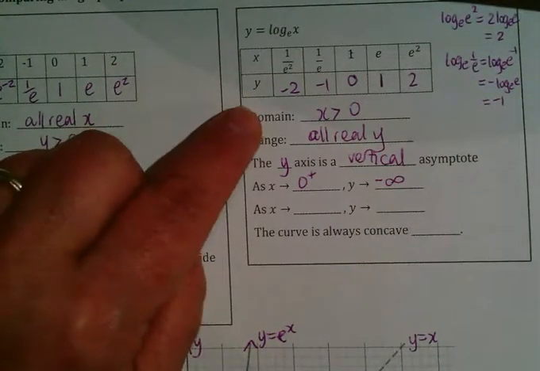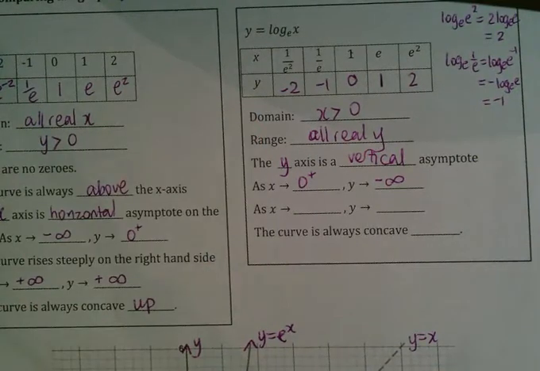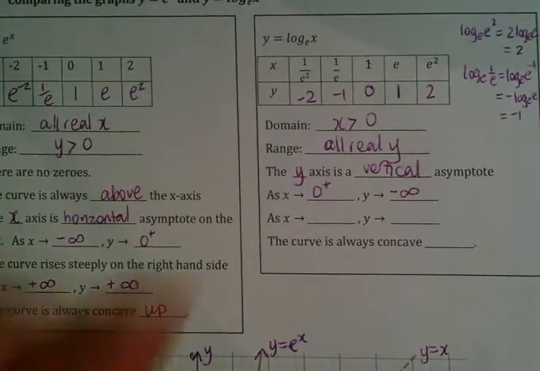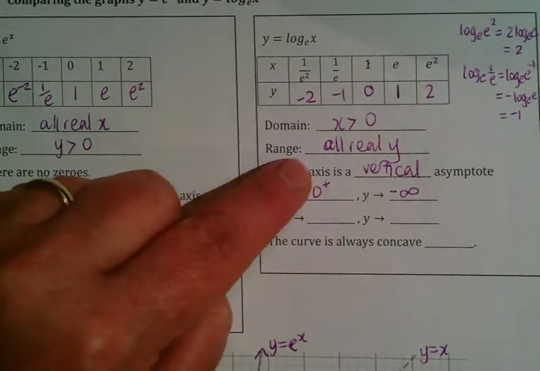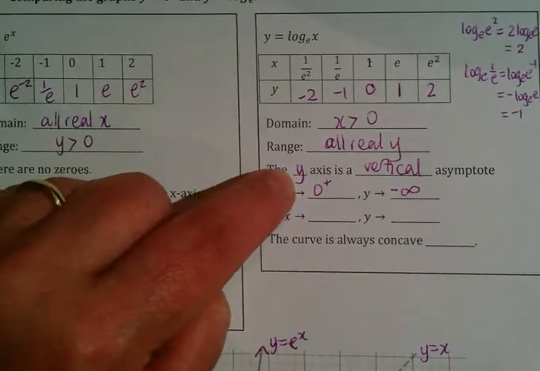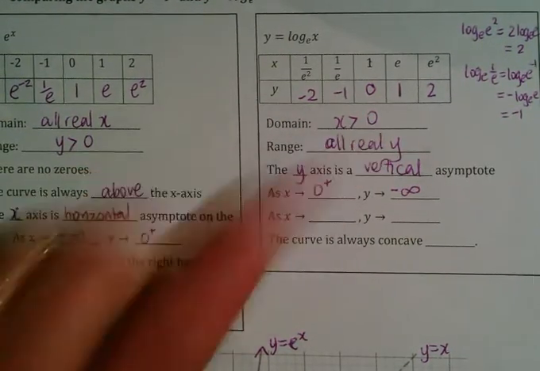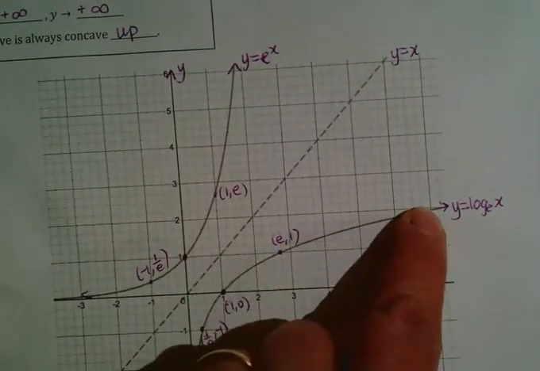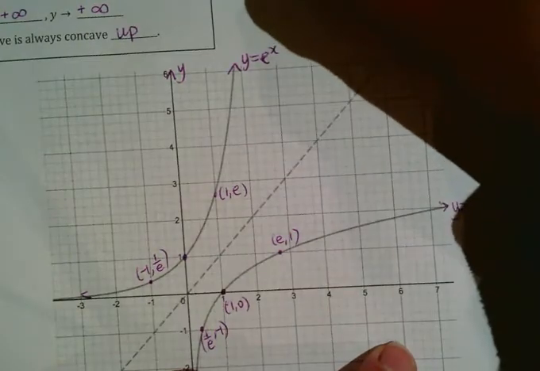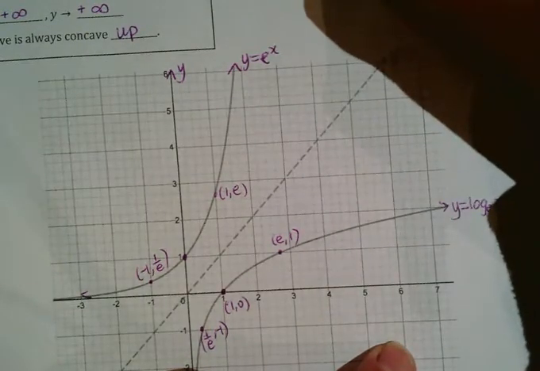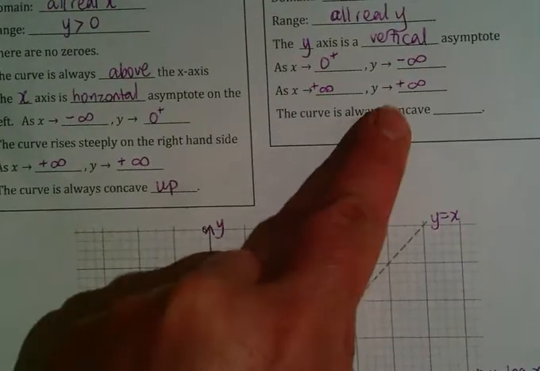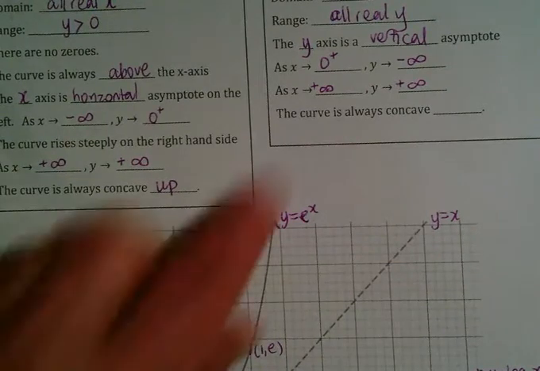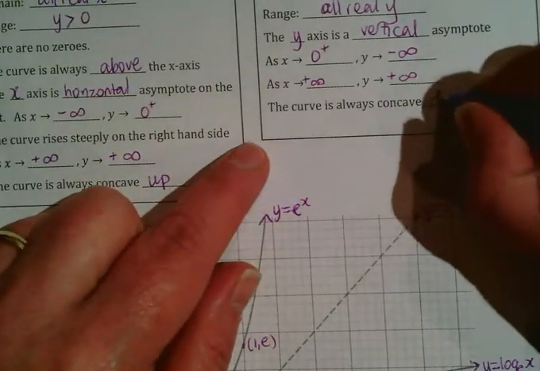All right, so we've got the domain, values of x must be positive for a logarithmic function, and the range is all real y. We've got the y-axis as a vertical asymptote. As x approaches 0 from above, y approaches negative infinity. We can also see here as x approaches positive infinity, y also approaches positive infinity, but quite slowly, all right? And the curve is always concave down.